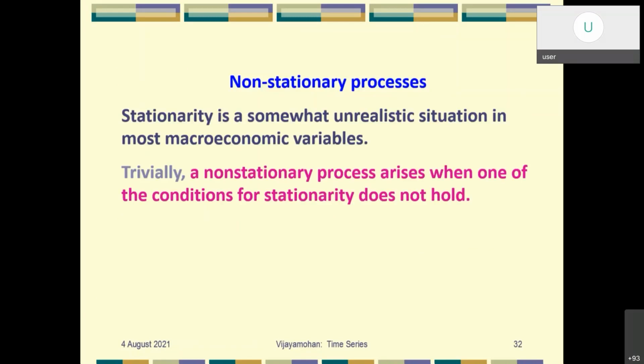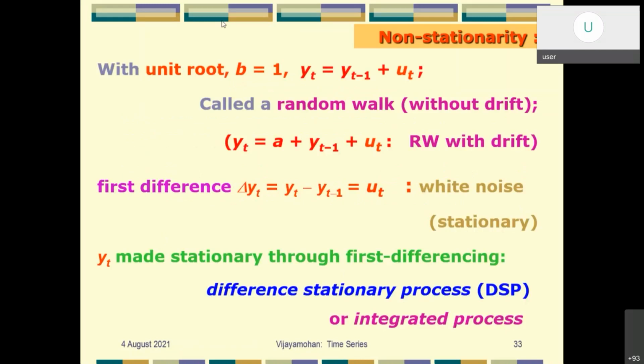Stationarity is a somewhat unrealistic situation in most of the macroeconomic variables. So a non-stationary process arises when one of the conditions for stationarity does not hold. So this we have already seen. When we have a unit root, we have the non-stationarity problem. Such a process is also called a random walk. And in this case, since we do not have a constant, this is called a random walk without drift.